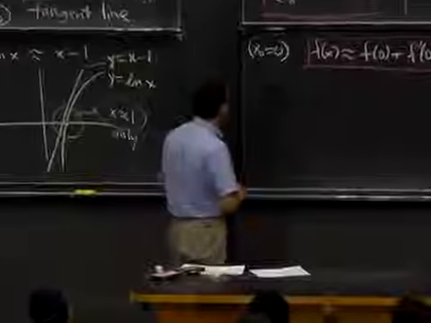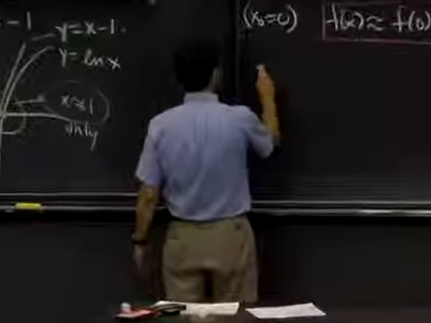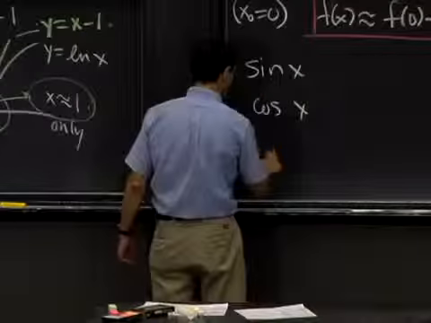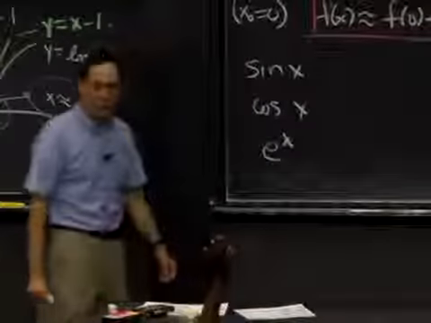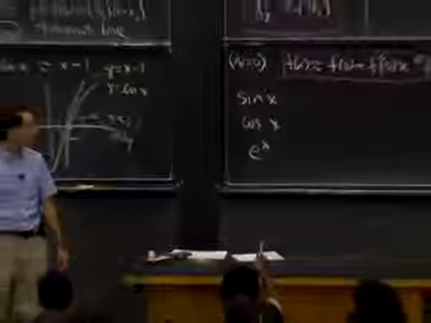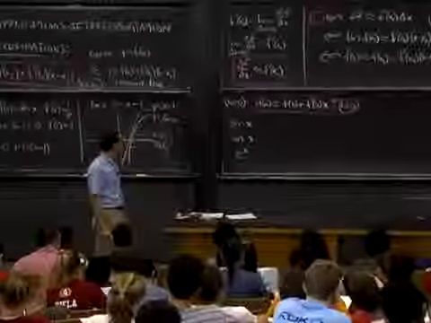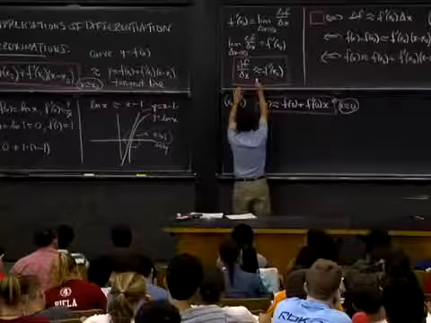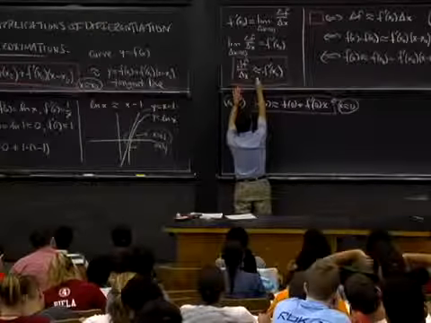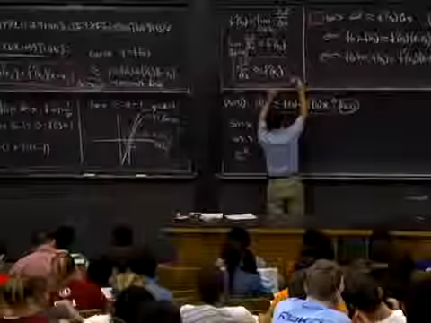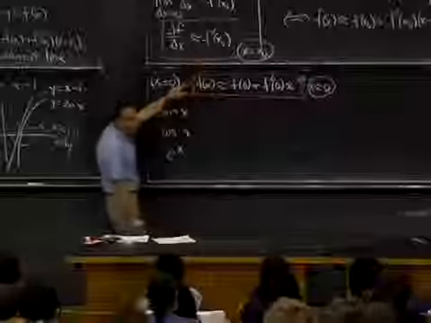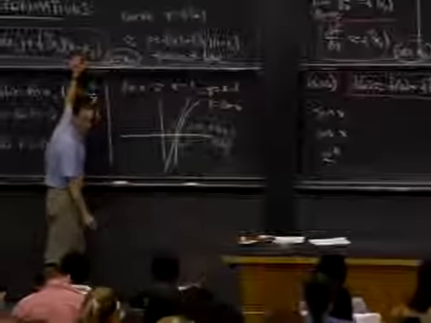So, okay, so let's work this out. Let's do it for the sine function, for the cosine function, and for e to the x to begin with. Yeah, question? Yeah, when does this one work? Well, so the question was, when does this one work? Again, this is when x is approximately x0, because it's actually the same as this one over here.